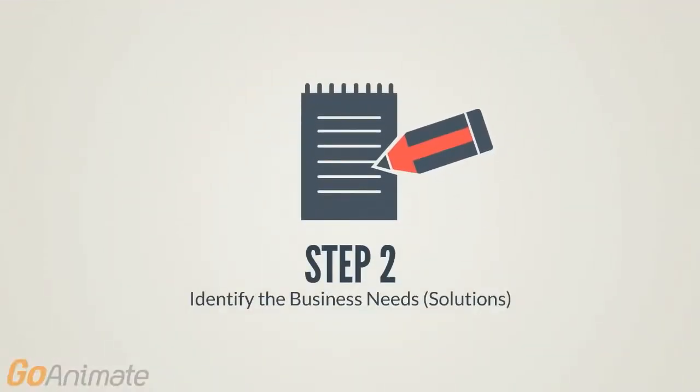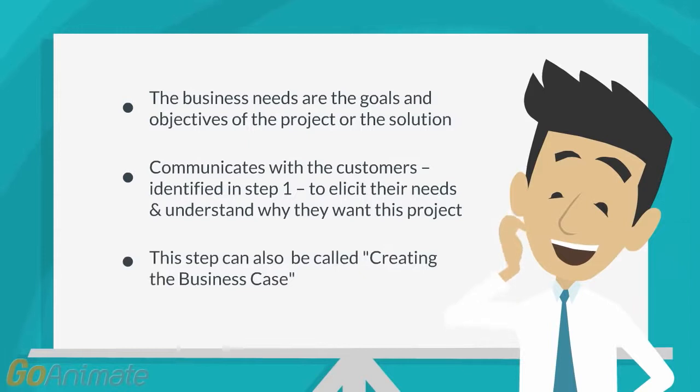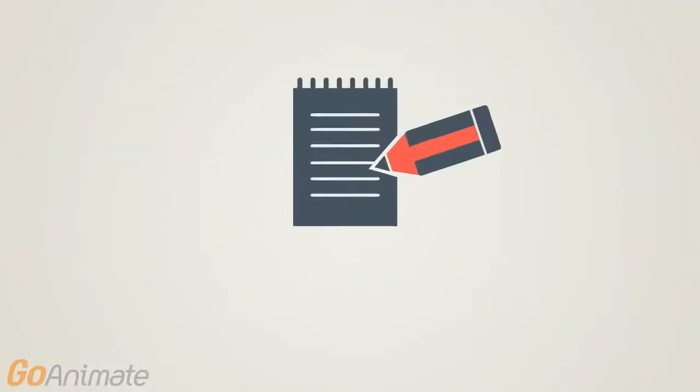Step 2. Identifying the business needs or solutions. The needs are high-level goals of the project, which will be later segregated into more detailed requirements. In this phase, the BA communicates with the customers to gather their needs and understand why they want this project. This step can also be called creating the business case.